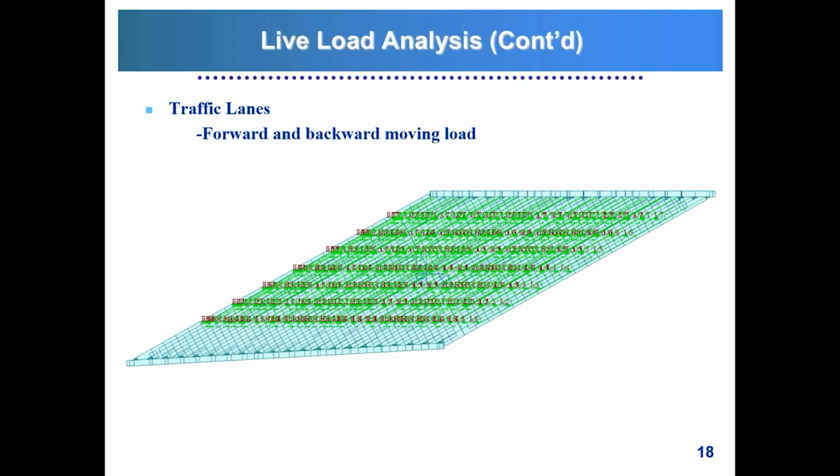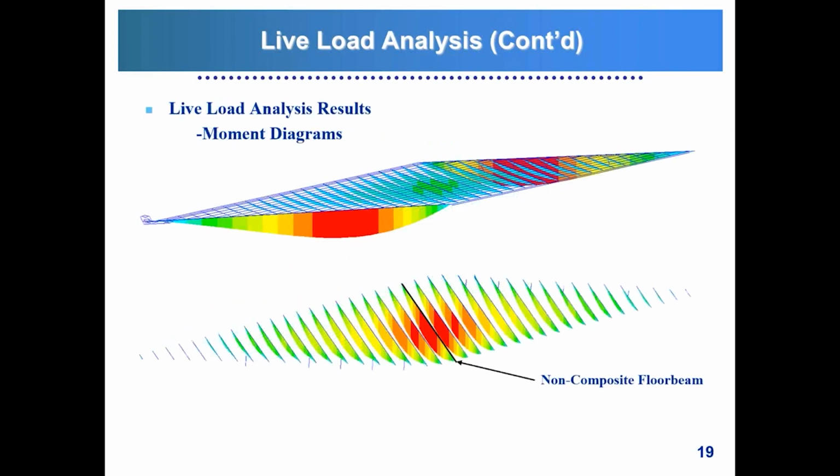For our lane definition, we have both forward and backward moving load. We have 7 lanes defined, four of which are northbound lanes, and then we have 3 southbound lanes. Once we carry the live load analysis, we have here the moment diagram for the design load, and it's a good point to verify that our bridge has been modeled correctly.